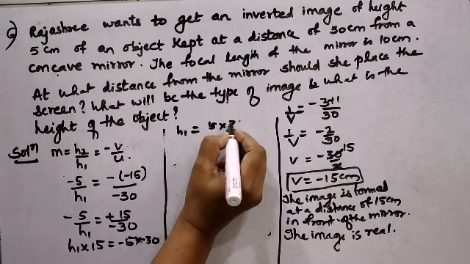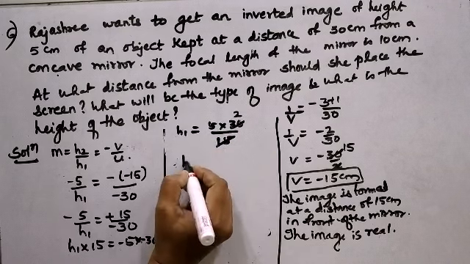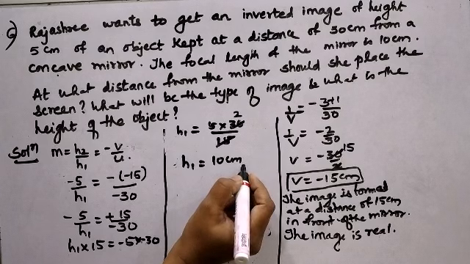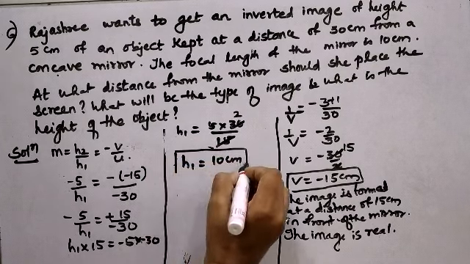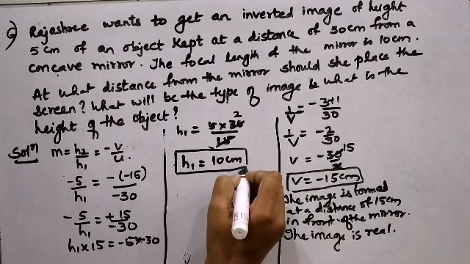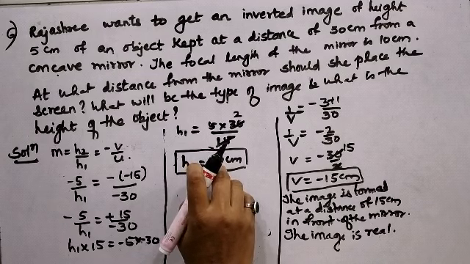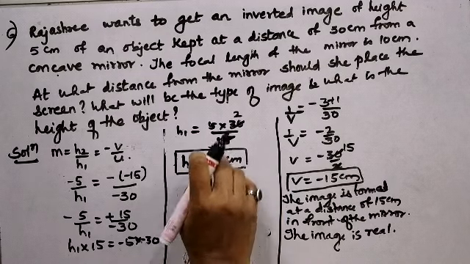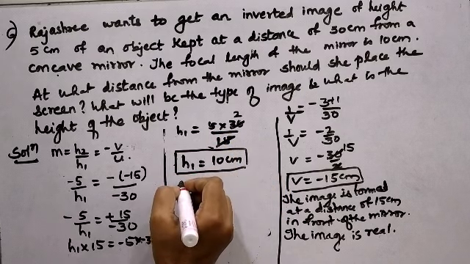So 5 into 30 upon 15. 15 ones are 15, 15 twos are 30. H1 is equal to 5 twos are 10 centimeters. Okay. That means the height of the object is 10 centimeters. And what is the height of the image? 5 centimeters. Object height is 10, image height is 5. That means the size of the object is bigger than the size of the image. So the image will be a diminished image.